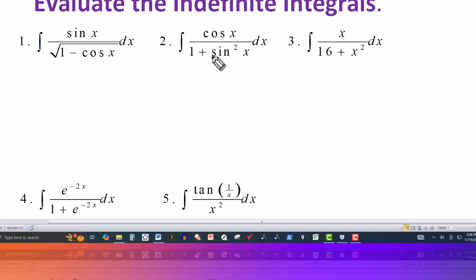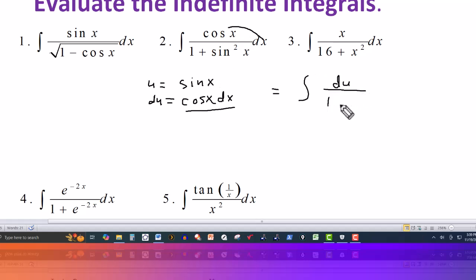Number 2 looks kind of similar, but we can't do the same thing here. I'm going to let u equal the sine of x. Then du would equal the derivative of sine, which is cosine of x, with my dx here. And for number 2, put an equals here and transform the integral. So again, cosine dx right here is the same thing as du. So I can replace that product by du.